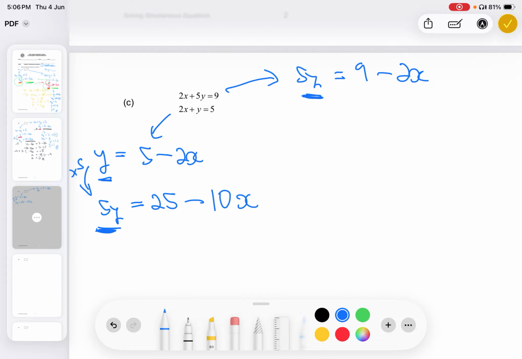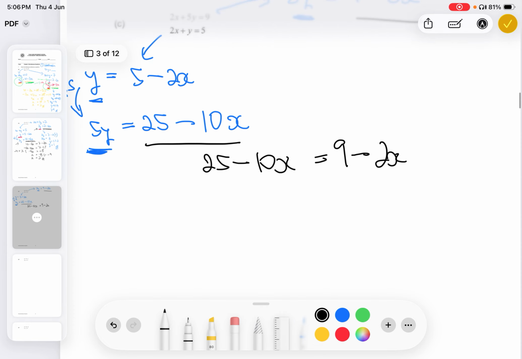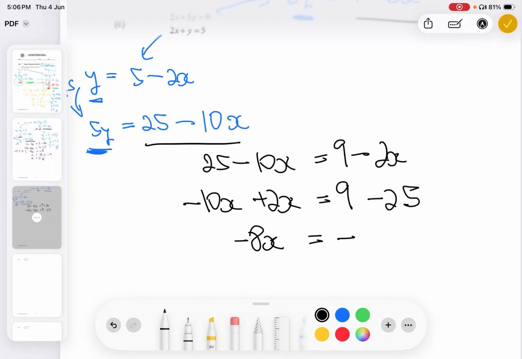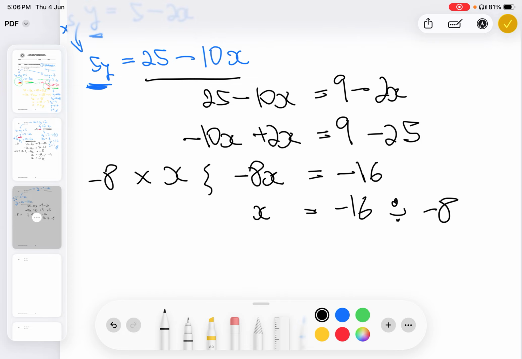So now that this is 5y, I make this do the same. So it's 25 minus 10x equals to 9 minus 2x. So when I solve, I keep the minus 10x on the left side, plus 2x, then 9 minus 25. Then I press calculator, then I divide this by negative 8. Divide by negative 8 because this is negative 8 times x. So it's divide, then it's 2. So that's my answer. You see this part?